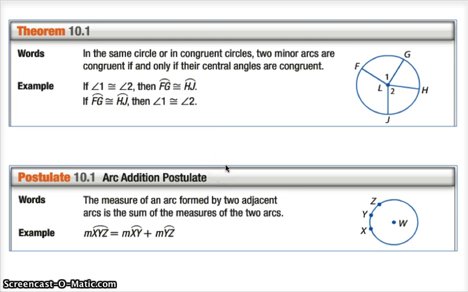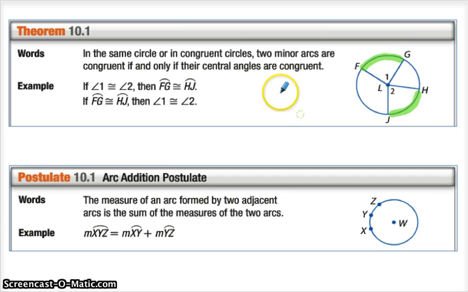Okay, so here are those theorems from the book, but it's a little different. In the same circle or congruent circles, two minor arcs are congruent if they have the same central angle, so if they have the same measure. So if angle 1 is congruent to angle 2, this is from the notes a second ago, then this arc is congruent to this arc.